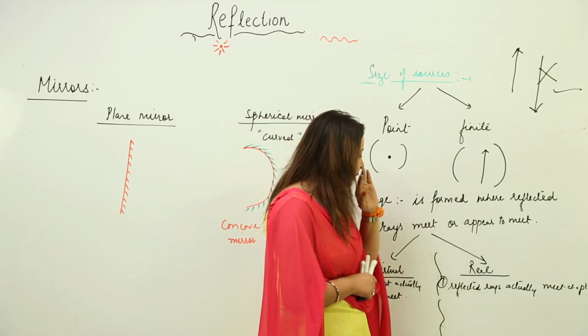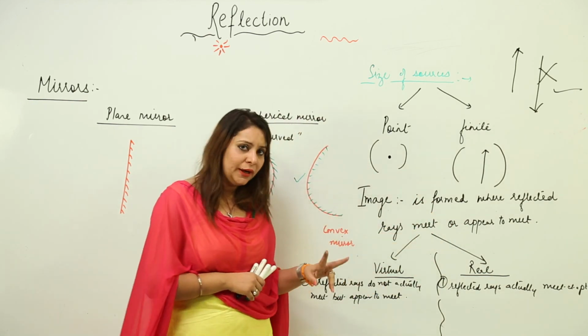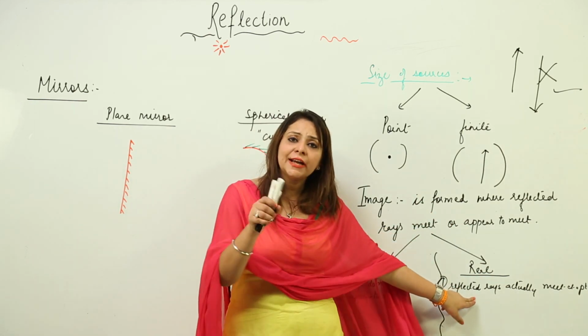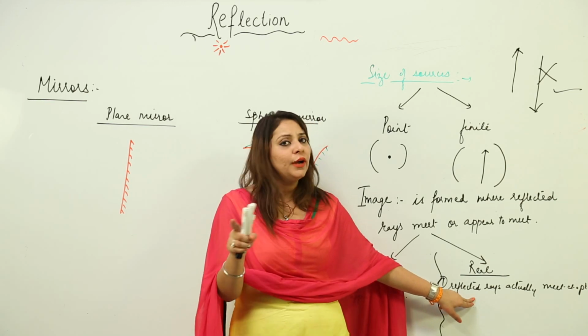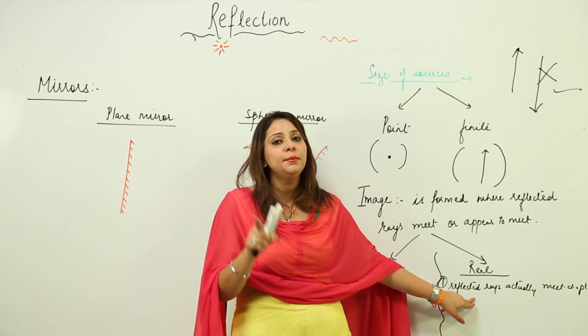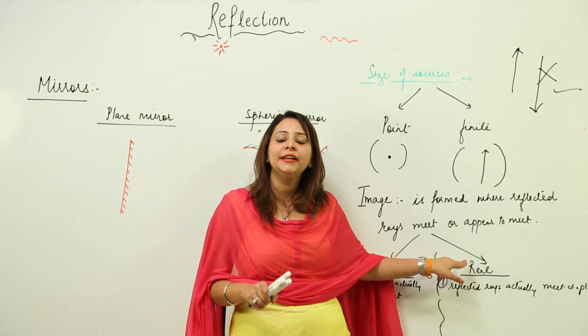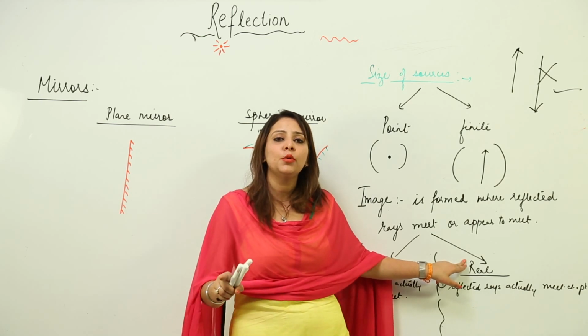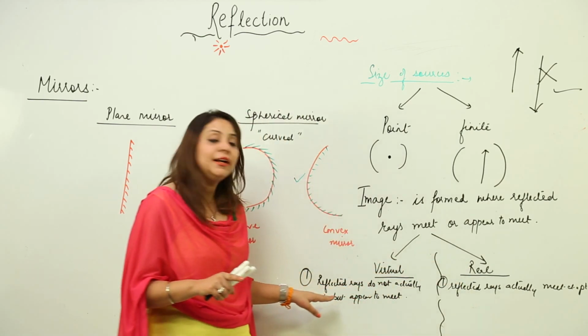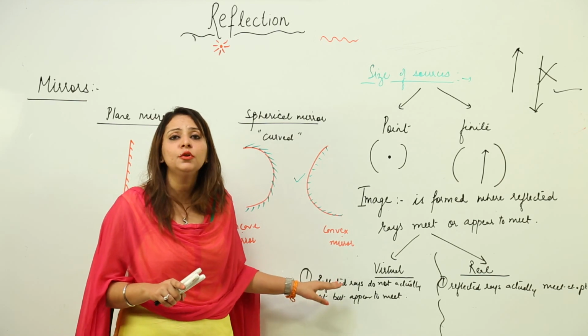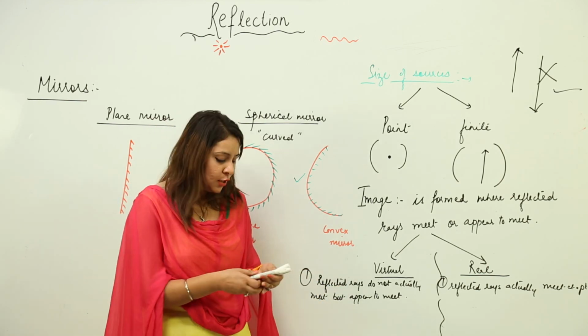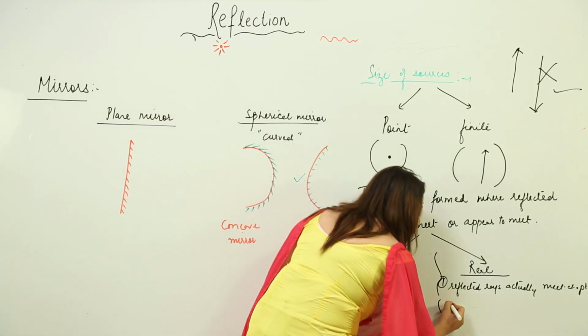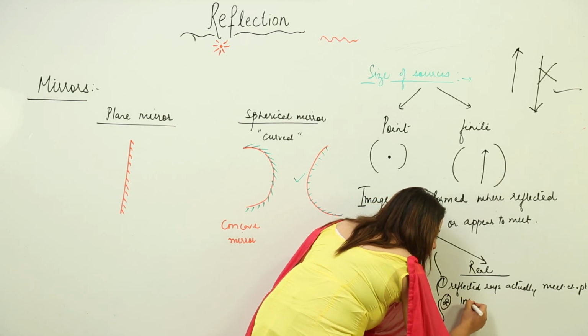appear to meet. So depending upon that, we have two kinds of image. When reflected rays actually meet at a point, that means there is no hypothetical situation, they are actually meeting at a point, so that image which is formed at that point is real. And when they are not actually meeting, they just appear to meet at a certain point, they are said to be virtual. Real images are always inverted.